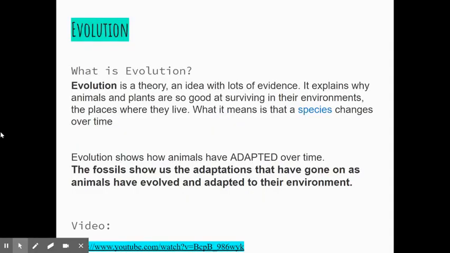So what do adaptations and fossils have to do with each other? Well, before we can get there, we have to talk about a theory called evolution. Evolution is an idea, but it's got lots of evidence with it. It explains why animals and plants are so good at surviving in their environments, the places where they live. What it means is that a species, or a certain kind of animal or plant, changes over time. So evolution is a species changing over time. Plants and animals changing over time.